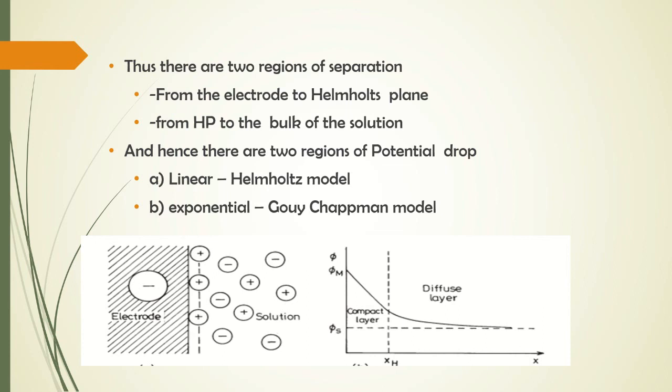The first one is the interface region from the electrode to the Helmholtz plane. And the second one is the region from the Helmholtz plane to the solution, across which the potential varies exponentially, attaining a value of 0 at some distance, or from the Helmholtz plane to the bulk of the solution, in general. And hence, we can expect two regions of potential drop as well. The first one is the linear Helmholtz plane model and the second is the exponential Gouy-Chapman model.